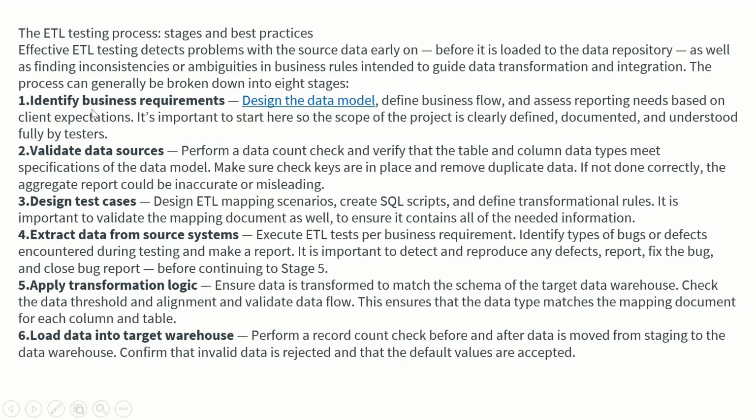Okay, so first, identify business requirements, design the data model, define business flow, and assess reporting needs based on the client expectations. It's important to start here so that the scope of the project is clearly defined, documented, and understood fully by testers. Second, validate data sources. Perform a data count check and verify that table column data types meet specifications of the data model. Make sure keys are in place and remove duplicate data. If not done correctly, the aggregate report could be inaccurate or misleading.